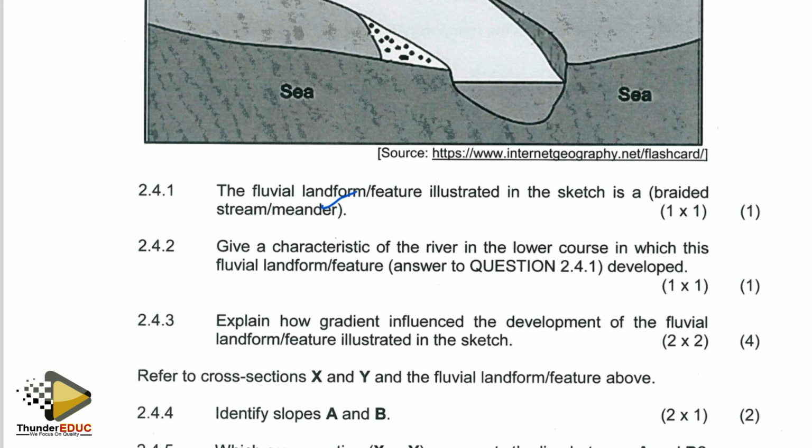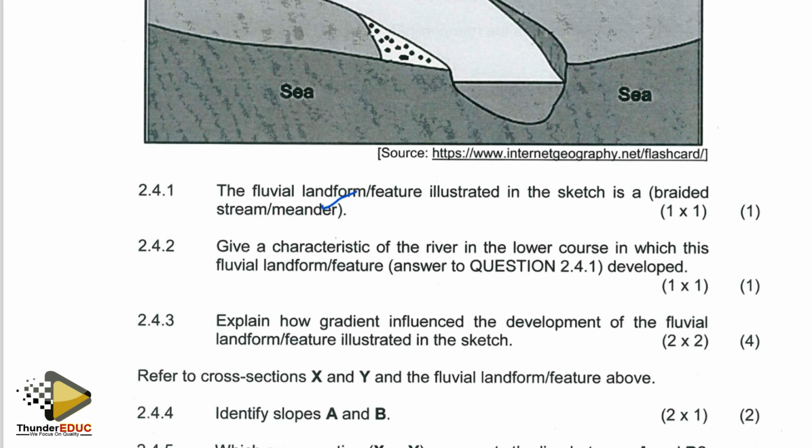Then we go to question number 2.4.2. Give a characteristic of a river in the lower course in which this fluvial feature named above develops. We are looking at features in the lower course. What are the features of a river which is now in its old age? The river will have a wide channel in the lower course. It's one of the features. It has a wide channel, and also the discharge volume is high, or large.